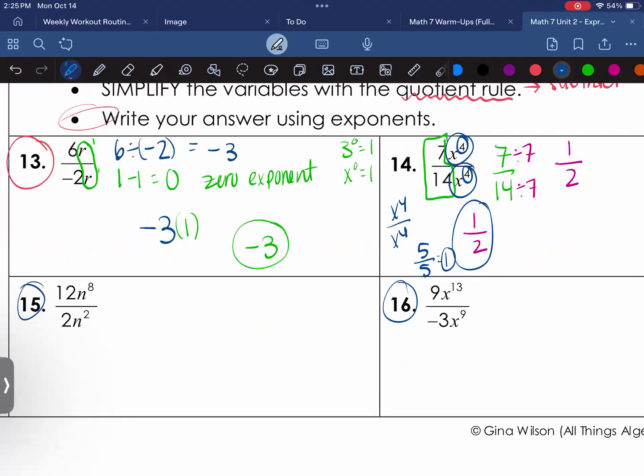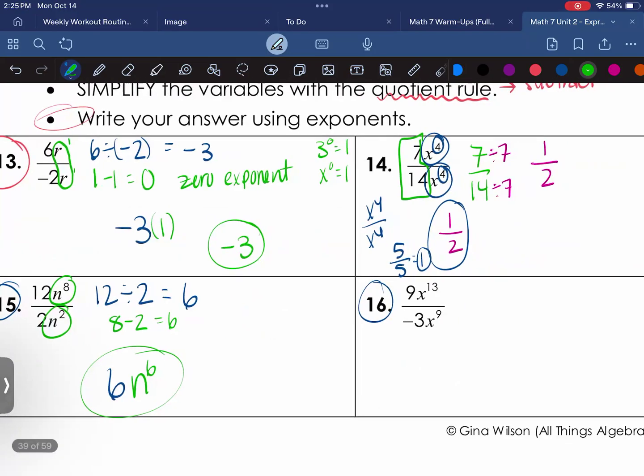Starting with number 15, we would have divided the coefficients. 12 divided by 2, I'm sorry, I don't know why it's a negative. 12 divided by 2 is 6, so we have 6. Now we have n to the 8th power and n to the 2nd power. So we're going to subtract those exponents to figure out our new exponent with our base of n. 8 minus 2 equals 6, so we have n to the 6th power. That's my whole answer, 6n to the 6th power.